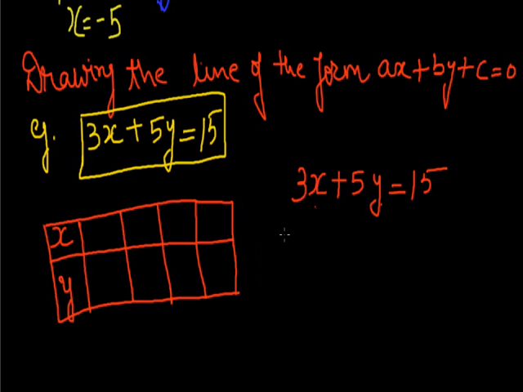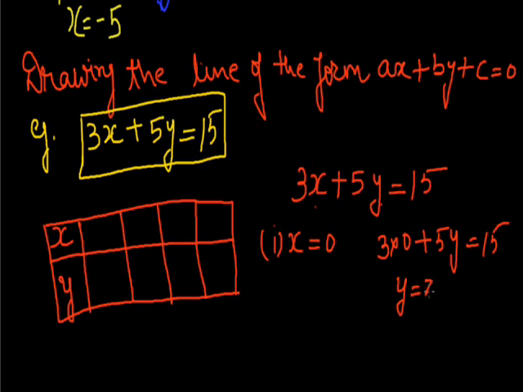So we can get the points by putting the values, as if we are taking x equals to 0, then 3 multiplied by 0 plus 5y equals to 15. So we get that the value of y is 3. That means the first point we are getting on the line is x is 0 ordinate and the y is 3 abscissa.